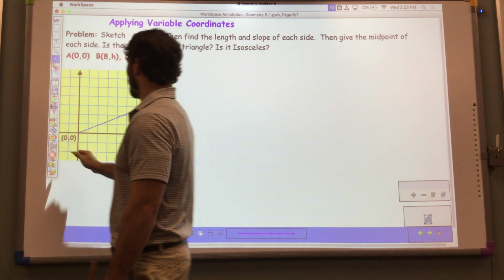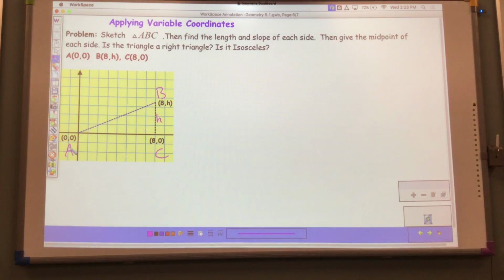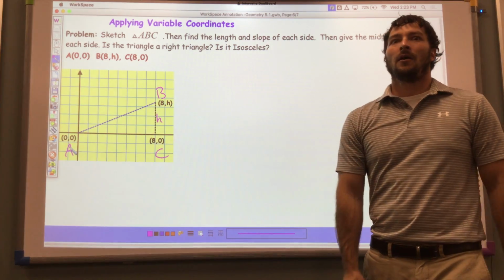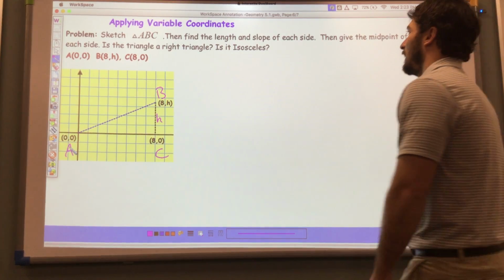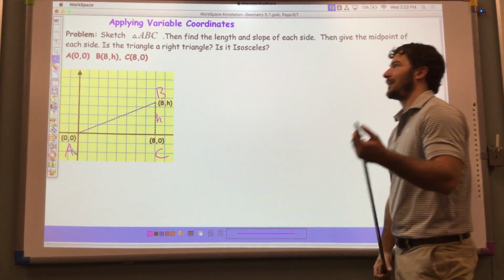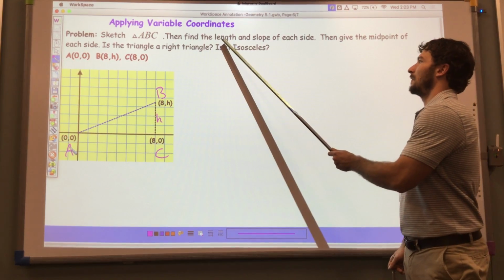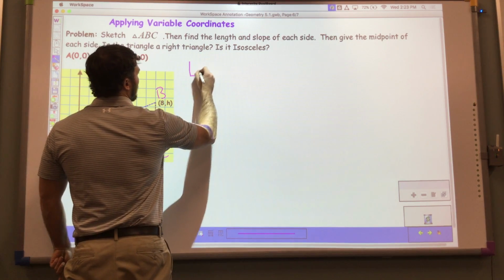So it says we're supposed to find the length and slope of each side, then give the midpoint of each side, then determine if it's a right triangle or isosceles. So there's like 11 things we got to find here. And you'll have some of that on your assignment as well. So let's start with the length of each side. So if we go length.